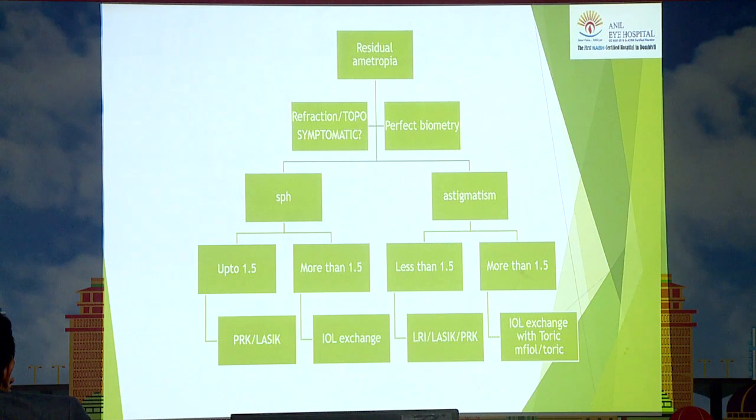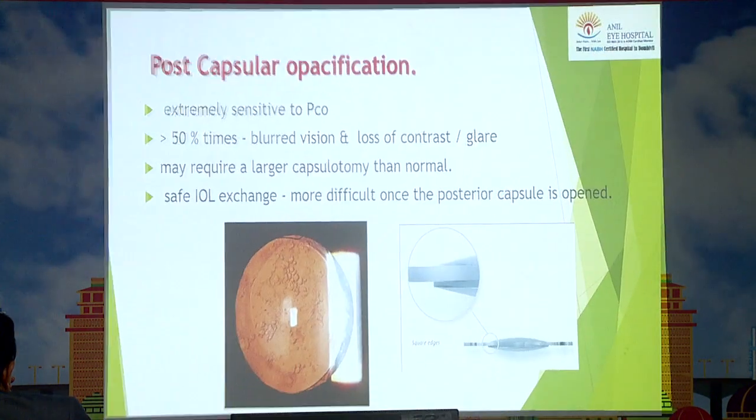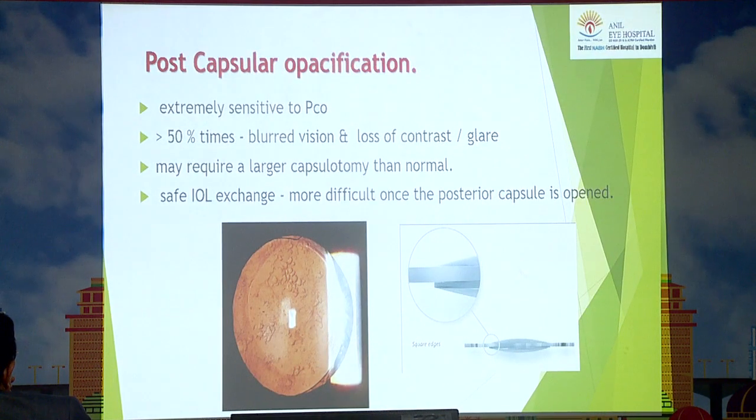So if you have a residual ametropia and you think that you have done a perfect biometry, first see how much is the residual astigmatism or the residual spherical error. So you can do probably a touch-up or you do an IOL exchange depending on at what point of time the patient has come to you.